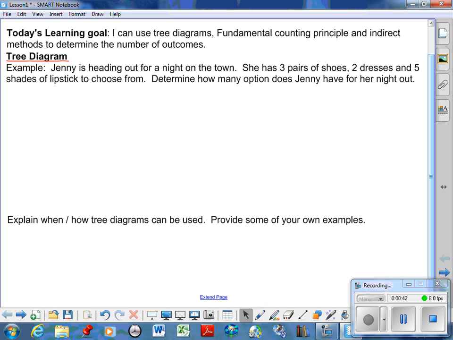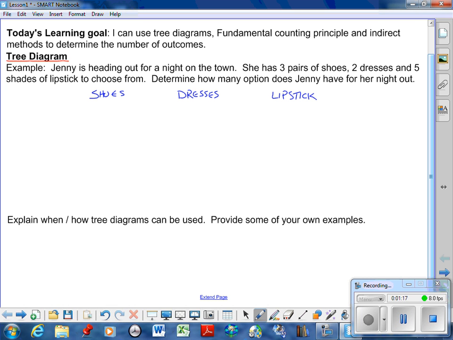All right, so the example I'm going to use is Jenny is heading out for a night on the town. She has 3 pairs of shoes, 2 dresses, and 5 shades of lipstick to choose from. How many options does she have for her night out? Basically, she has what we would call 3 independent choices. So the way I would set it up, she's going to have shoes as one option, she's then going to have dresses, and finally, lipstick.